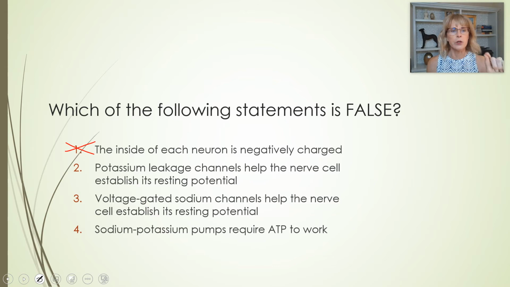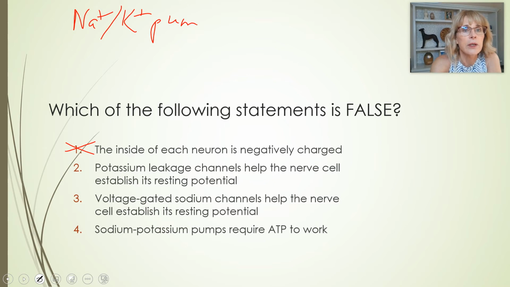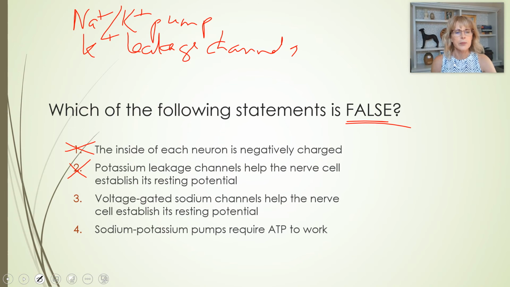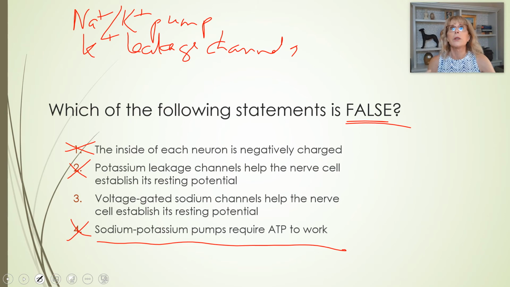Potassium leakage channels help the nerve cell establish its resting potential. What are the two proteins that set up the resting membrane potential? The sodium-potassium pump and the potassium leakage channels. These are the two proteins. Remember that chart? These both set up the resting membrane potential, so this is true. We're looking for which one is false, okay? Sodium-potassium pumps require ATP. That's why their other name is sodium-potassium ATPase. So I hope number 3 is the one that is false.